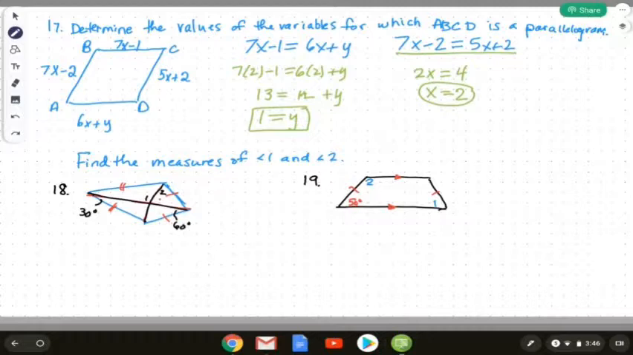Okay, in both 18 and 19, the problems are both asking to find the measures of angle 1 and angle 2. So we have to take into account what figure we're looking at. In number 18, we're looking at a kite. Some of the things we know about kites are that their adjacent sides are congruent, and that's marked already. And we also know that the diagonals of a kite are perpendicular. So that's one of the things that we're going to use. That helps us get angle 1. If the diagonal is perpendicular, then I know that the measure of angle 1 is equal to 90.